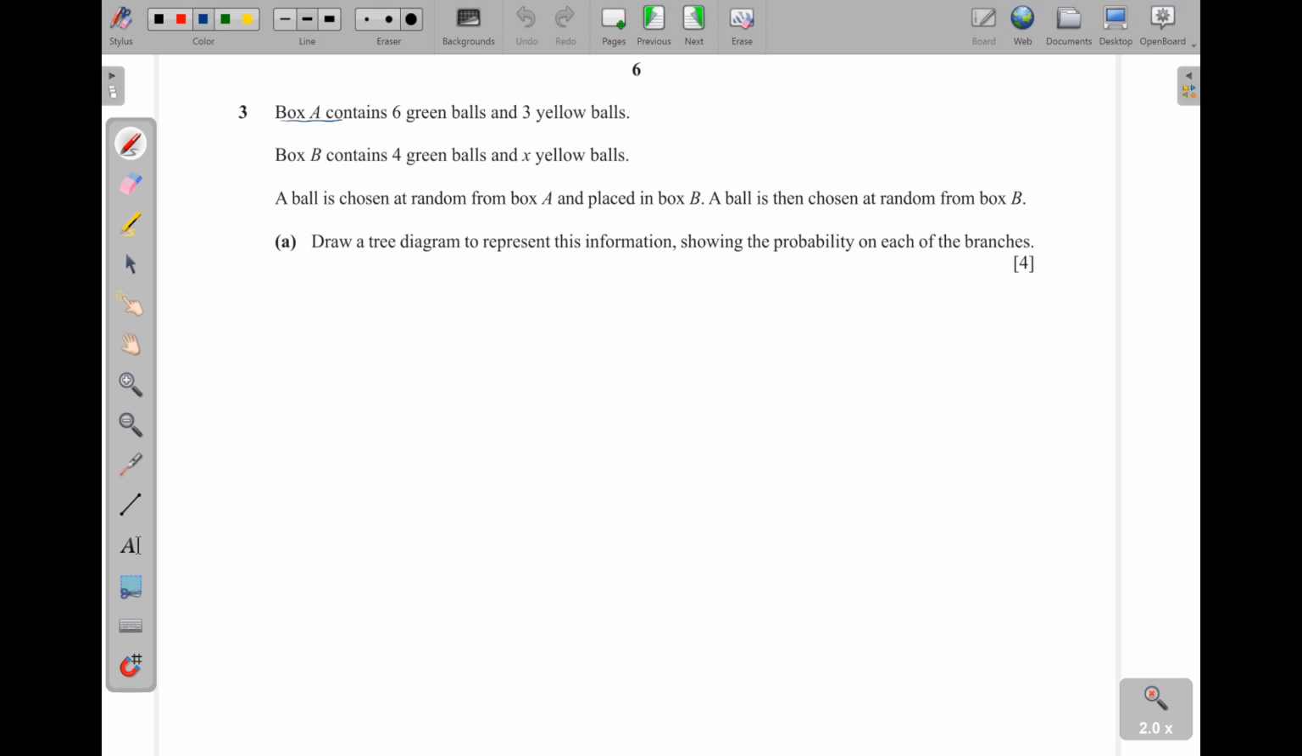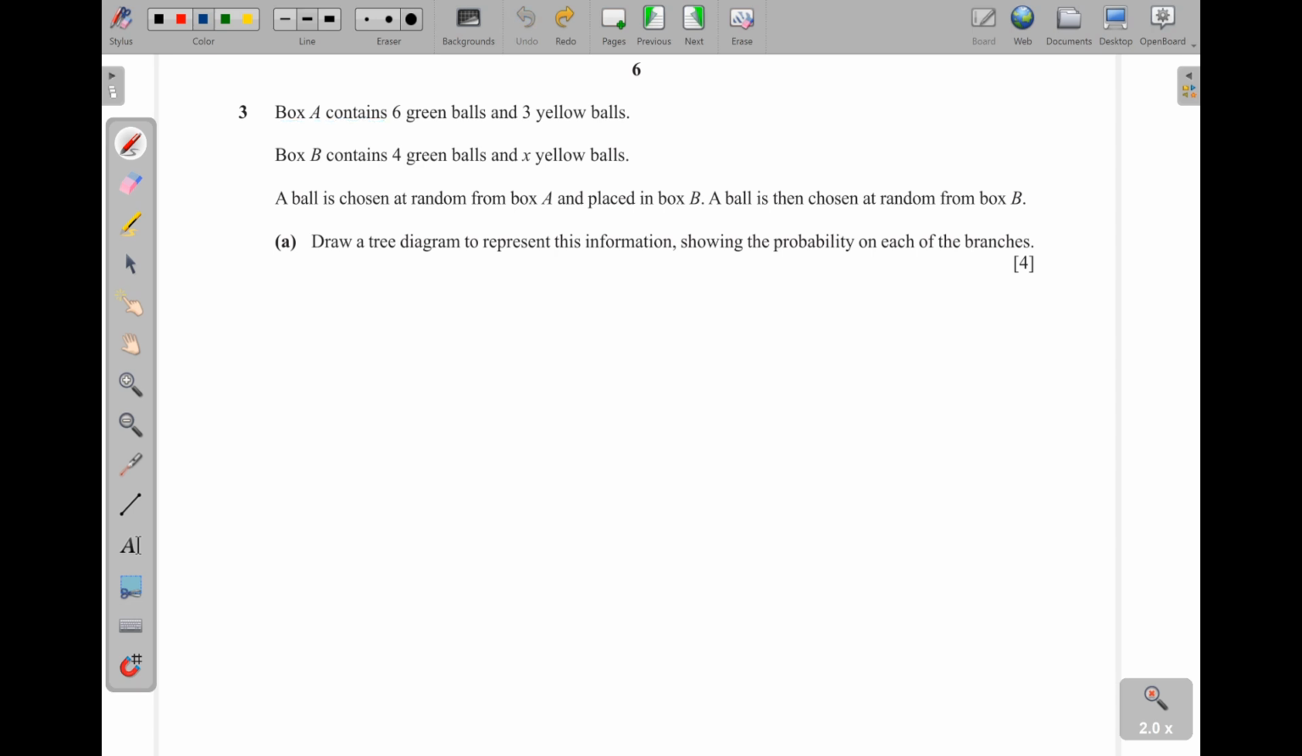Question 3. Box A contains 6 green balls and 3 yellow balls. Box B contains 4 green balls and X yellow balls. A ball is chosen at random from box A and placed in box B. A ball is then chosen at random from box B. Draw a tree diagram to represent this information, showing the probability on each of the branches.